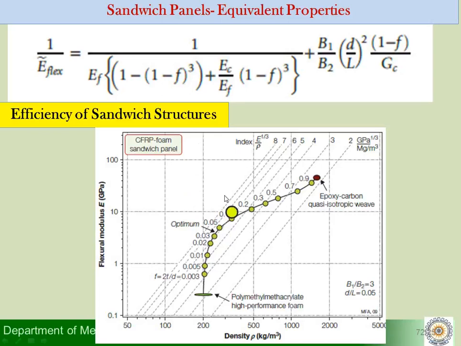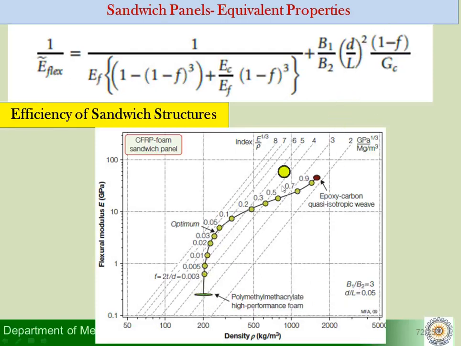What we observe here is a plot between the flexural modulus E and the density of the sandwich structure that we are able to generate with different values of volume fraction, different F values, represented by these green dots. Along with that, we have plotted this for a fixed value of B1 by B2 or C1 by C2 as 3, that is for a particular loading configuration, and a fixed D by L value of 0.04.